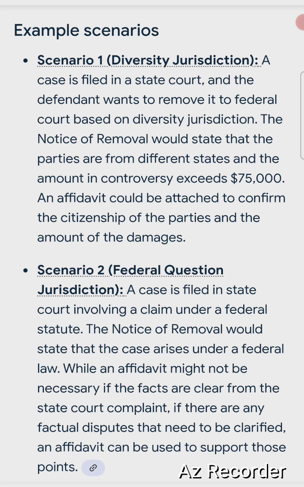And so basically, I'm going to read that again. While an affidavit might not be necessary if the facts are clear from the state court complaint, if there are any factual disputes that need to be clarified, an affidavit can be used to support those points. All right, with that, it's another one down, another one done.